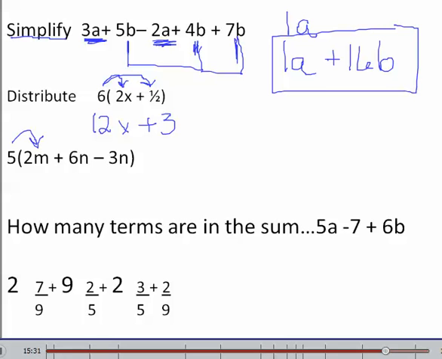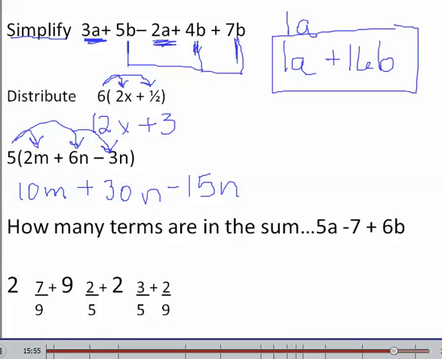Multiplying quickly through here. 5 times 2m is 10m. 5 times 6n, just multiply the coefficients, 30n. Last but not least, 5 times that 3 is 15. There's a minus sign in front of it, so I'll keep it. There's an n next to it, I'll keep it.